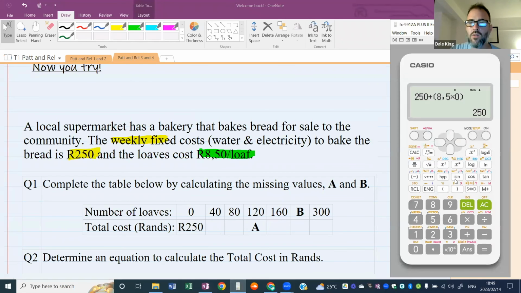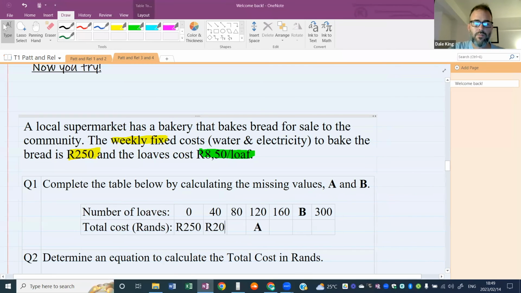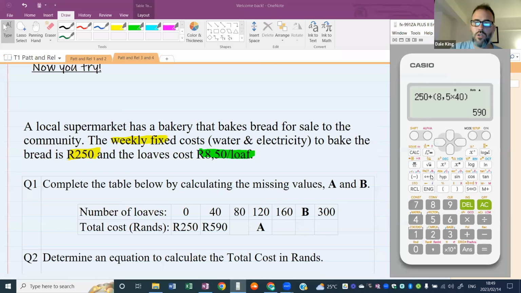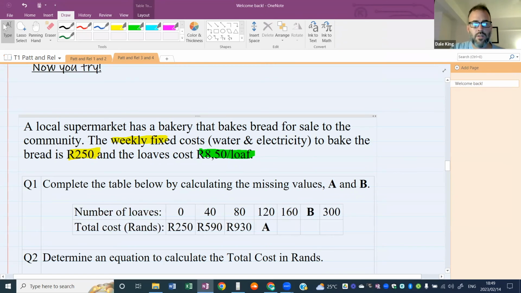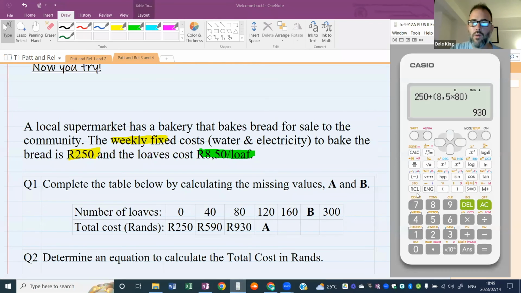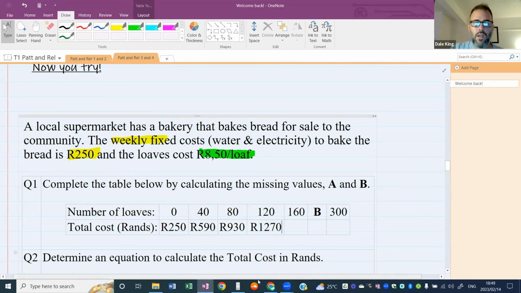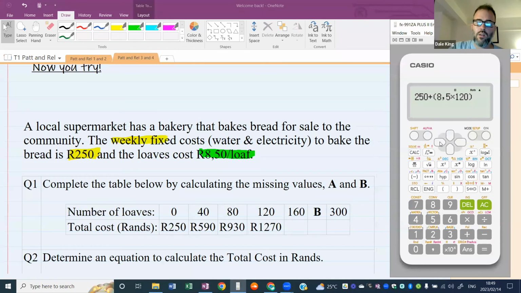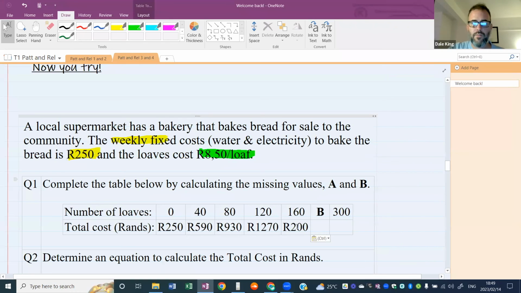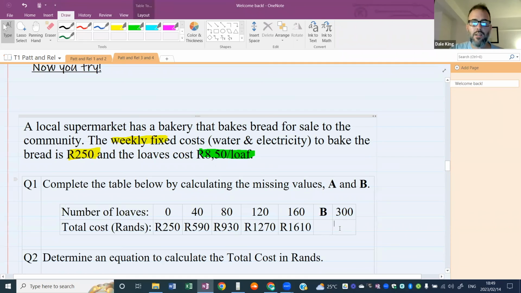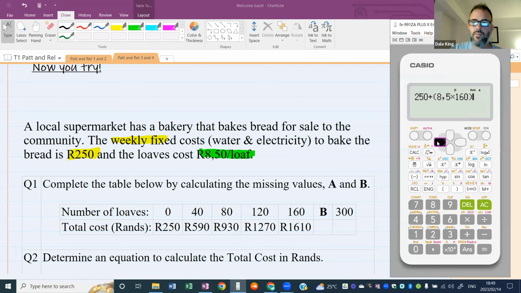Now I'm just going to change the formula and change our number of loaves to 40 to get 590. Then I change to 80, and that gives us 930. These are big values now. And for A, we can work that one out straight from the formula. Change it to 120, so we get 1270. And for 160, it's 1610. B, I'm going to leave out. 300 we can do, and that's 2,800.